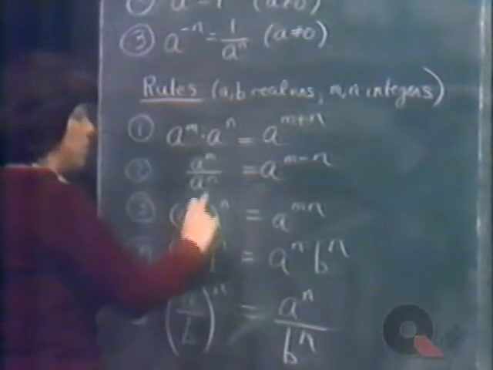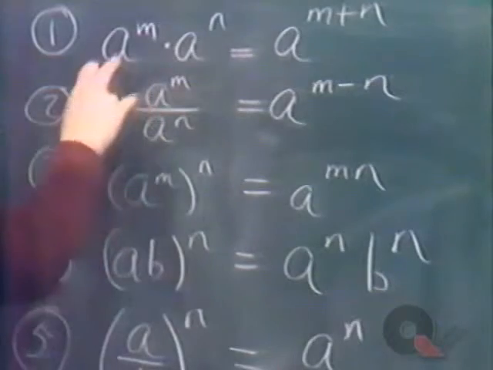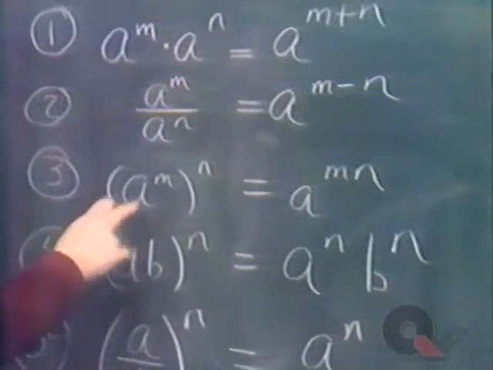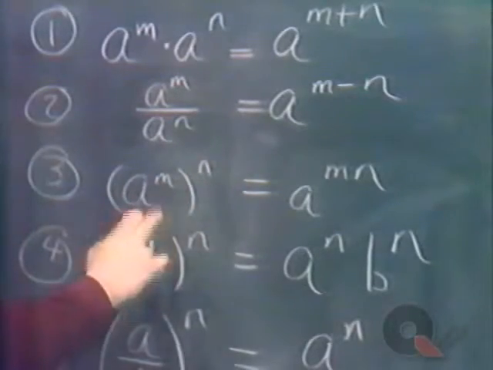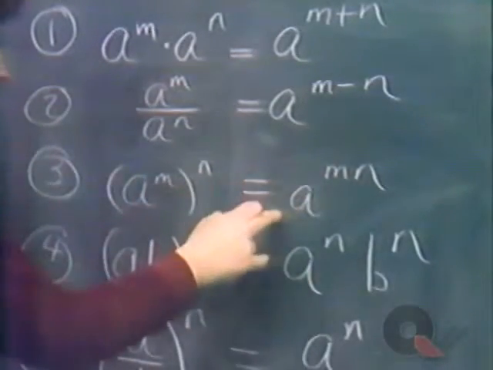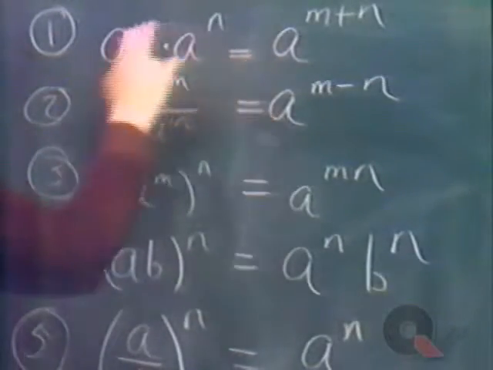A to the m to the nth power. Notice that the base appears only once. Okay, it's not the same as rule number 1. A to the m to the n is a to the mn. We multiply the powers. It's a power to a power, and we multiply the powers. This, we had the base appearing twice. We kept the base, and we add the powers.